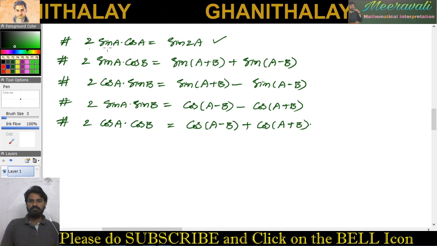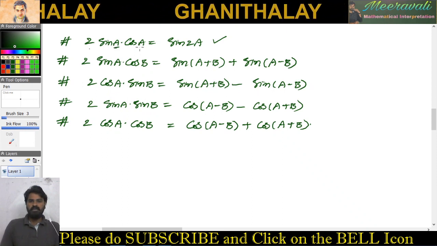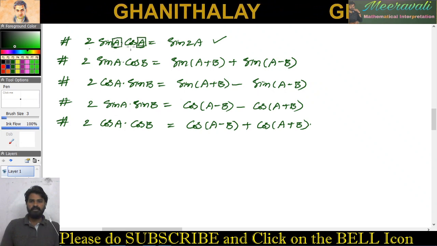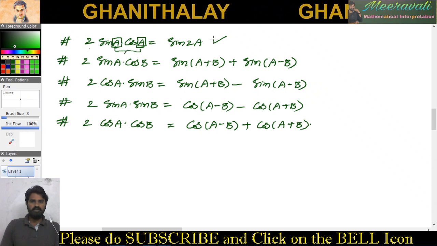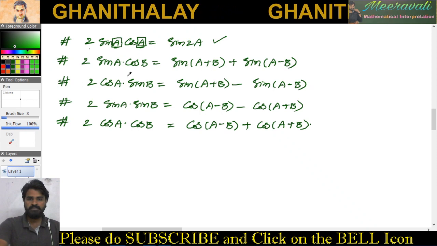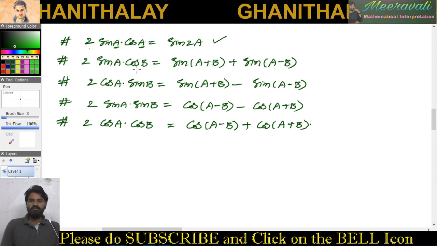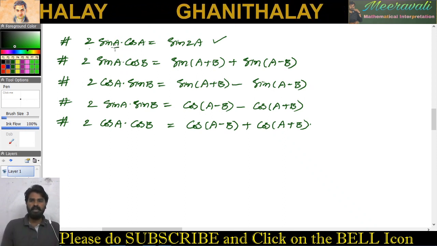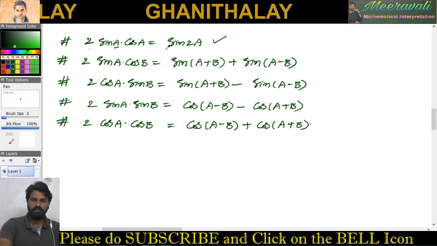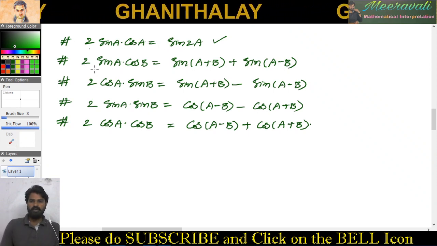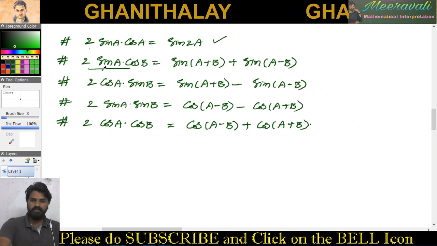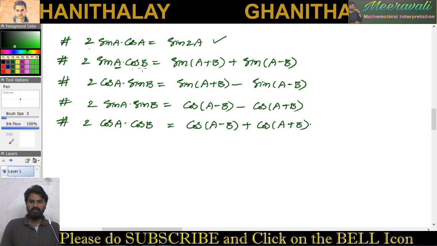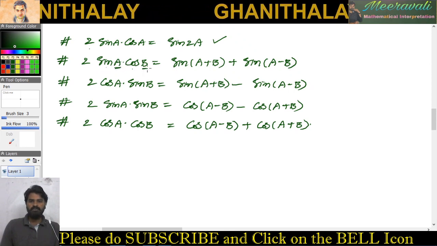The first formula is 2 into sine a cos a. Here in the trigonometric function, what is the angle? A. When these two angles are equal you can use the sine 2a formula. Next formula, 2 sin A into cos B. Unlike 2 sin A cos A, here the angles differ. When one sine value and one cos value are multiplied and the angles differ, 2 sin A into cos B.